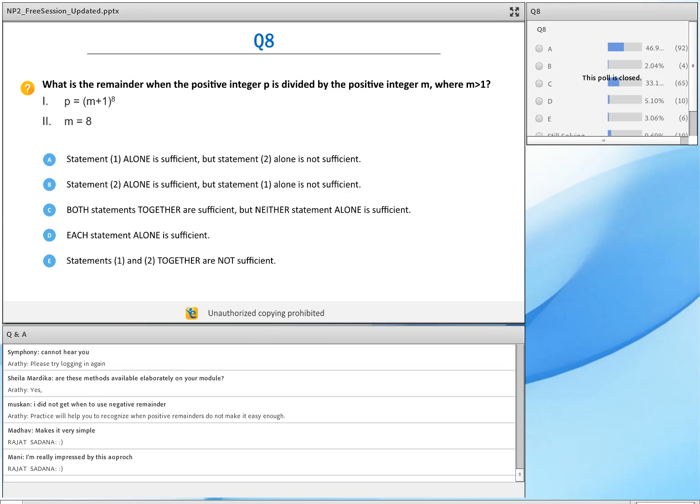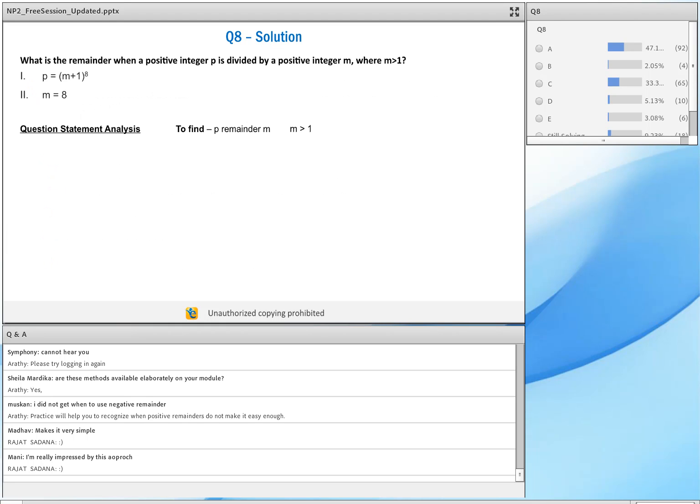I'm going to broadcast the results, and what I see is about 50% more people get into the right answer, which is choice A, than did when we originally gave this question. So let's go about solving this question. The question asks, what's the remainder when a positive integer p is divided by a positive integer m, where m is greater than 1? All right. And again, there's not a whole lot given to us. That's all that's given to us.